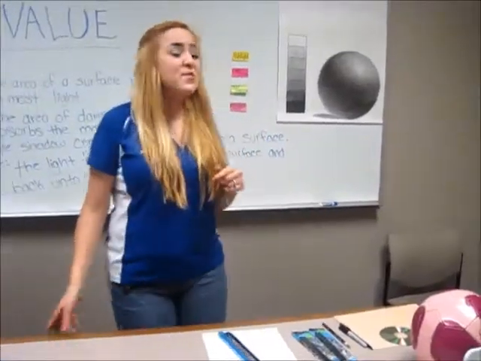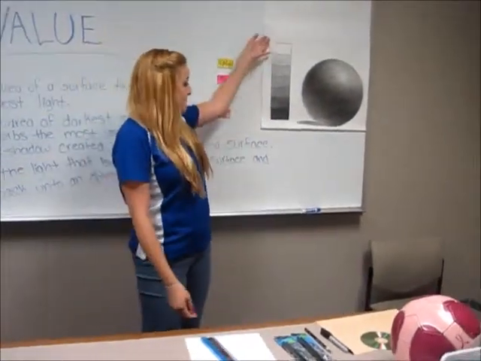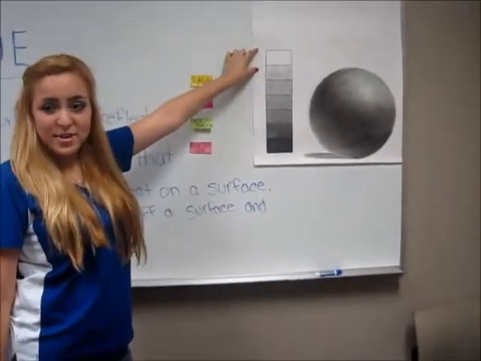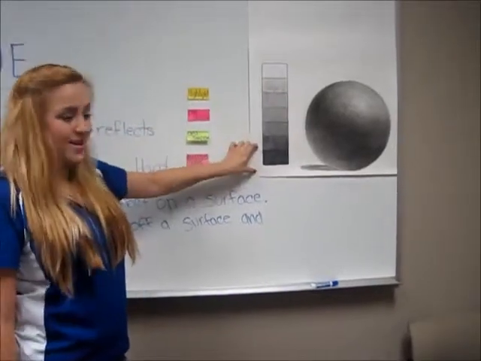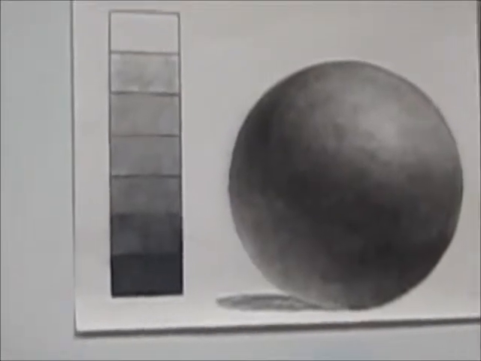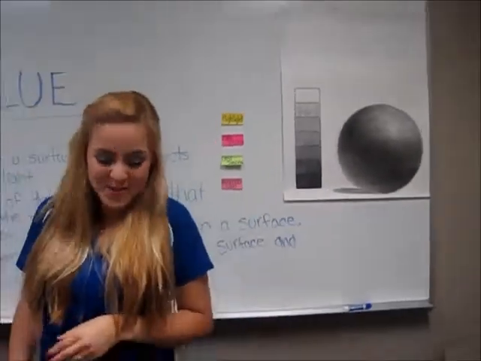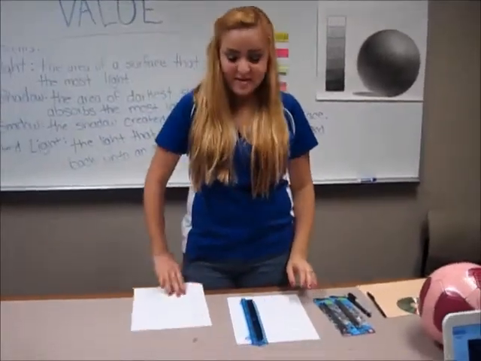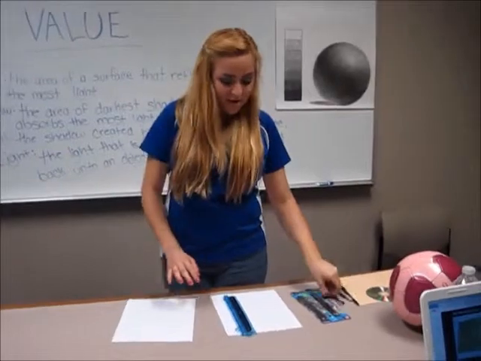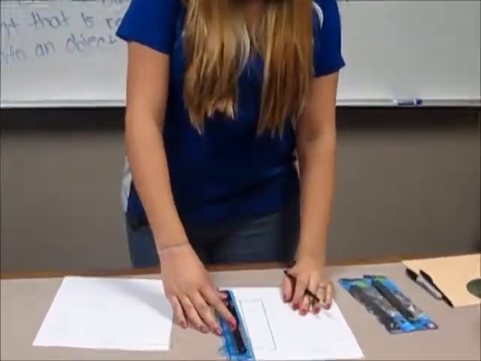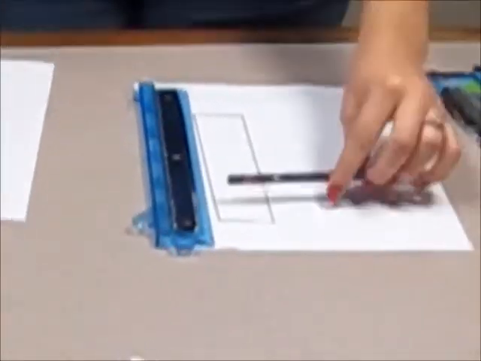So now let's look at what a value scale looks like. I drew one right here for you guys. And as you can see, it goes from white, which is the lightest value, to black, which is the darkest value. Now your job is going to be to create your own value scale on your own paper. So you're going to get the paper that I gave you, your pencil, and a ruler, and you're going to measure out 7 inches on your page, mark it, and then divide it into 7 parts.